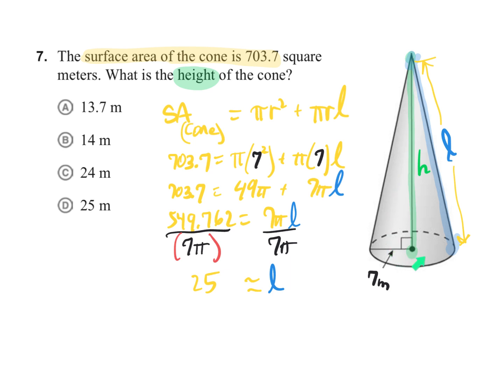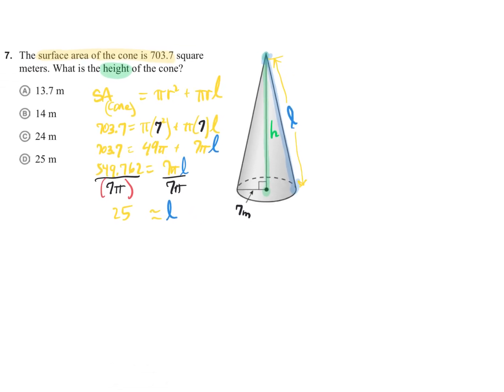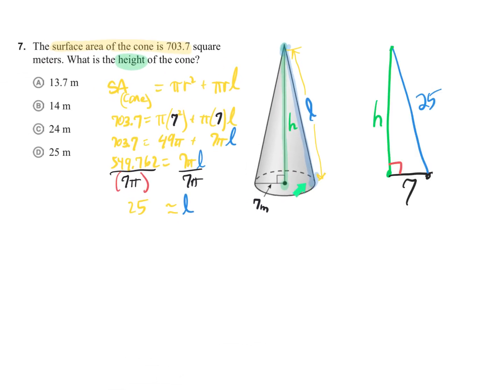But remember, they're asking for the green height of the cone. So how are we going to do that? We're going to use Pythagorean's theorem because we have a right triangle right here. You can see it as like a slice in the 3 dimensions, but it's really this 2-dimensional right triangle. So we know that a squared plus b squared equals the hypotenuse, c squared.